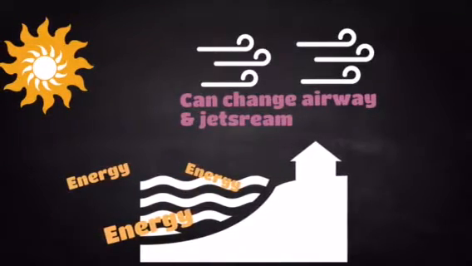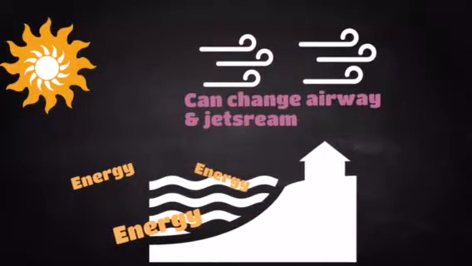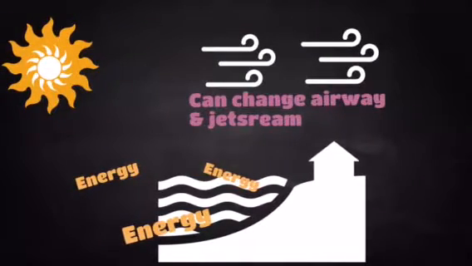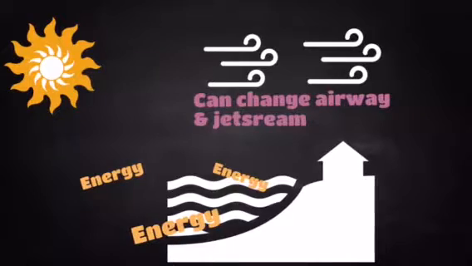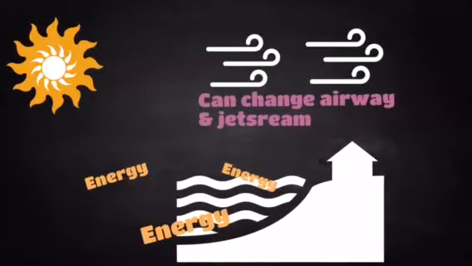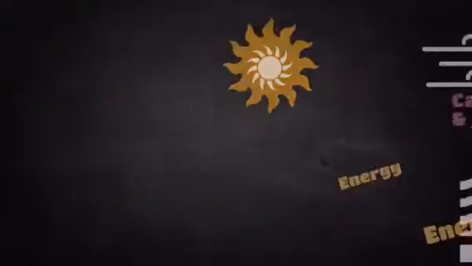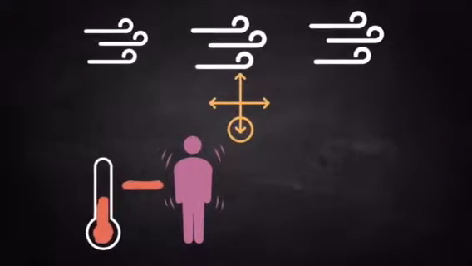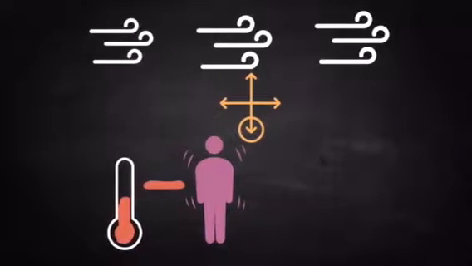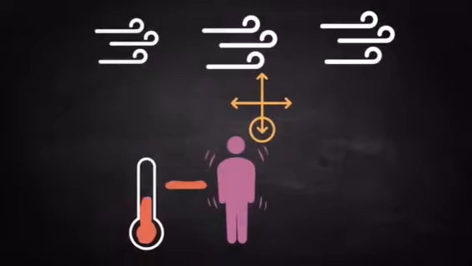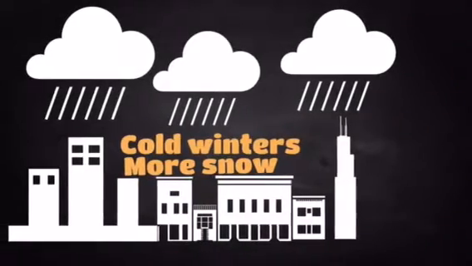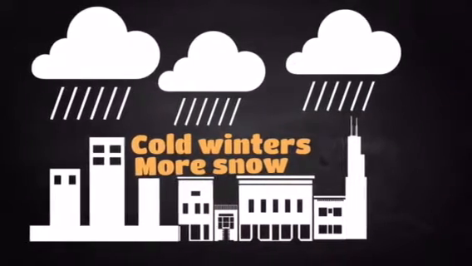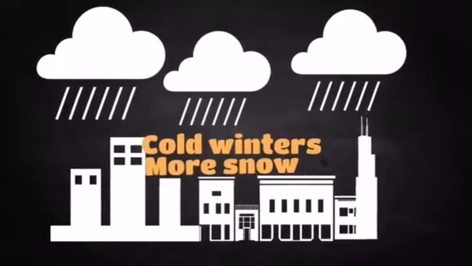As the ice melts, more of the sun's energy gets absorbed into the oceans. It could change the air movement around the atmosphere in the Arctic and could even change the position of the jet stream. As more ice melts, the northern jet stream will shift southward, bringing colder air, making winters colder and snowier in North America.